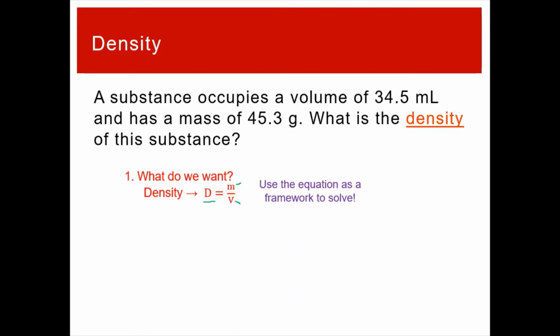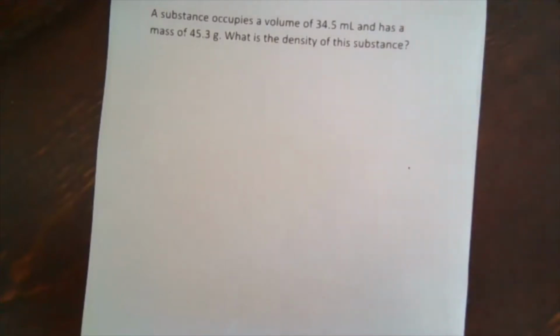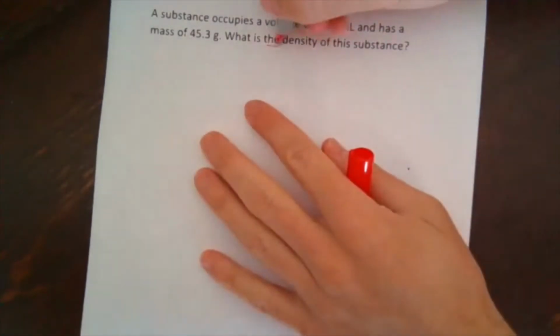So this isn't a unit conversion problem, but whenever we have an equation that we can work with, we can ask, how do we solve that equation? Do I have values for the other variables? And that's where I want to start to look at, do I have the mass and do I have the volume of this substance that I can plug into this equation? The substance occupies a volume of 34.5 milliliters and has a mass of 45.3. What is the density?